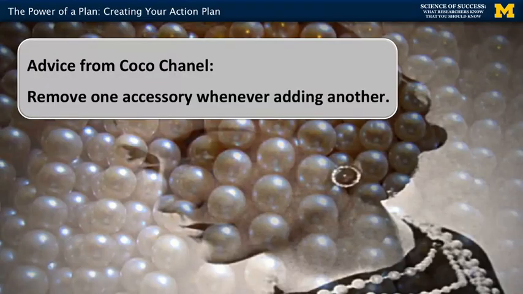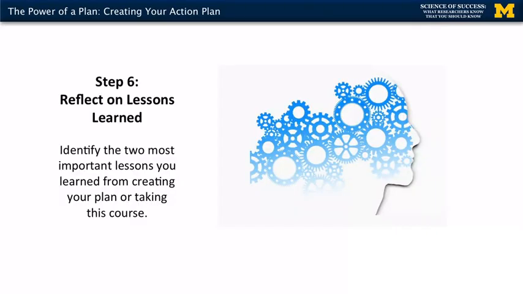Now that you're just minutes away from completing this course, you have just one more step to take. In step 6, you will write down the 2 most important lessons you learned from creating your action plan or from taking this course. Frankly, you're going to forget a lot of details about this course or any course you take. That's simply how our minds work. But you're much more likely to remember the lessons from this course that are most relevant to you if you write them down. So there you have it. Those are the 6 steps you need to take to complete your action plan.